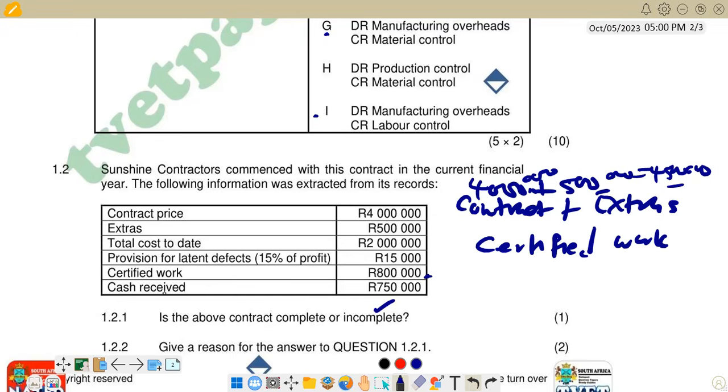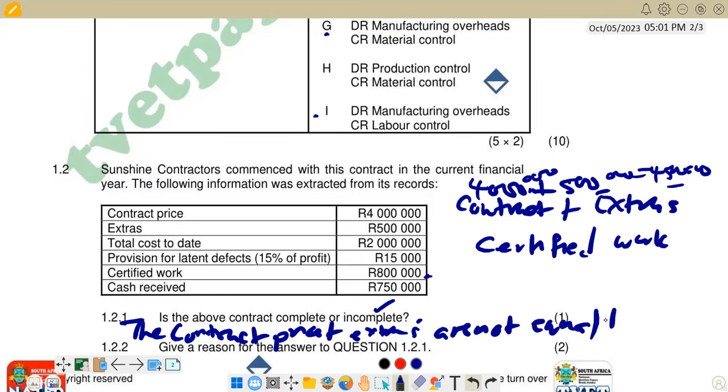The reason that we can give there is that the contract price plus extras is not equal to certified work. So that's the reason that we can give there according to 1.2.2.